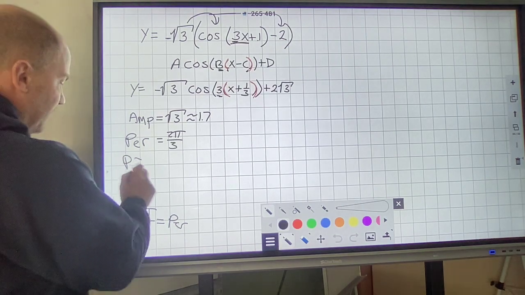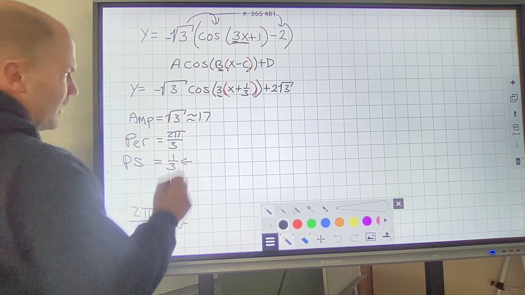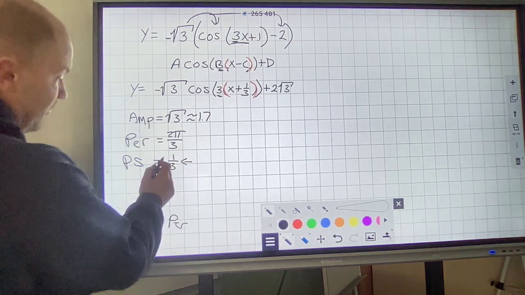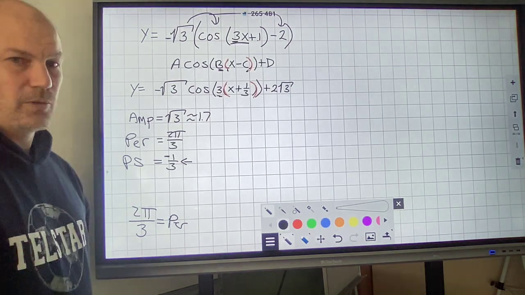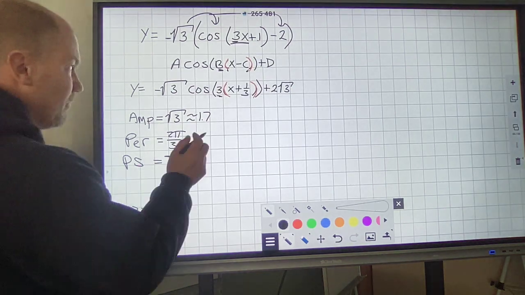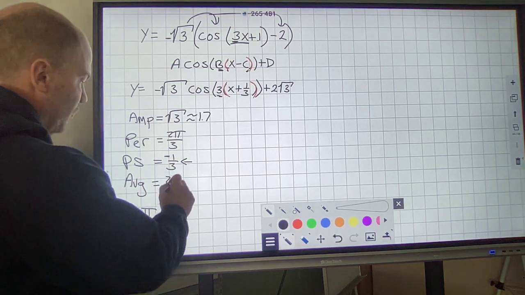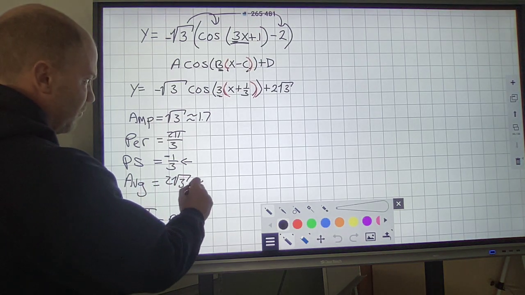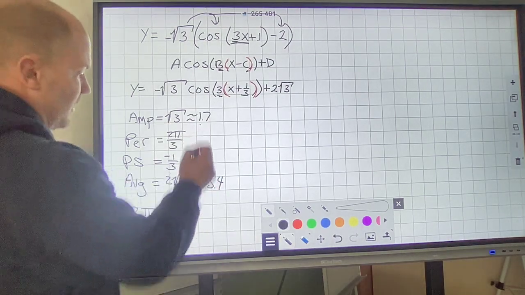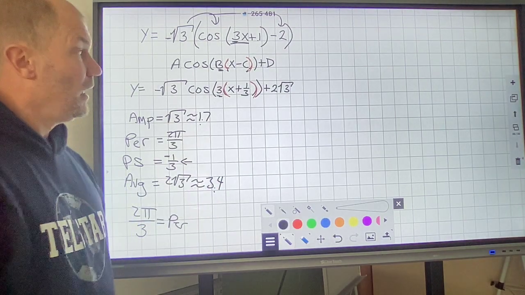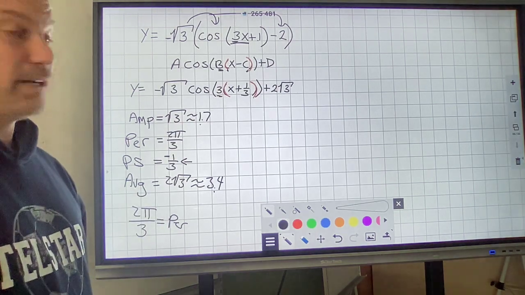My phase shift is going to be 1/3 of a unit to the left, right? So maybe I need that negative sign there, but I need to know that it's going to the left. And then my last thing is my average, and that is 2√3, which is approximately 3.4. I just took the 1.7 and doubled it, okay? So that's all I've got to do. Now I'm going to draw my rectangle.